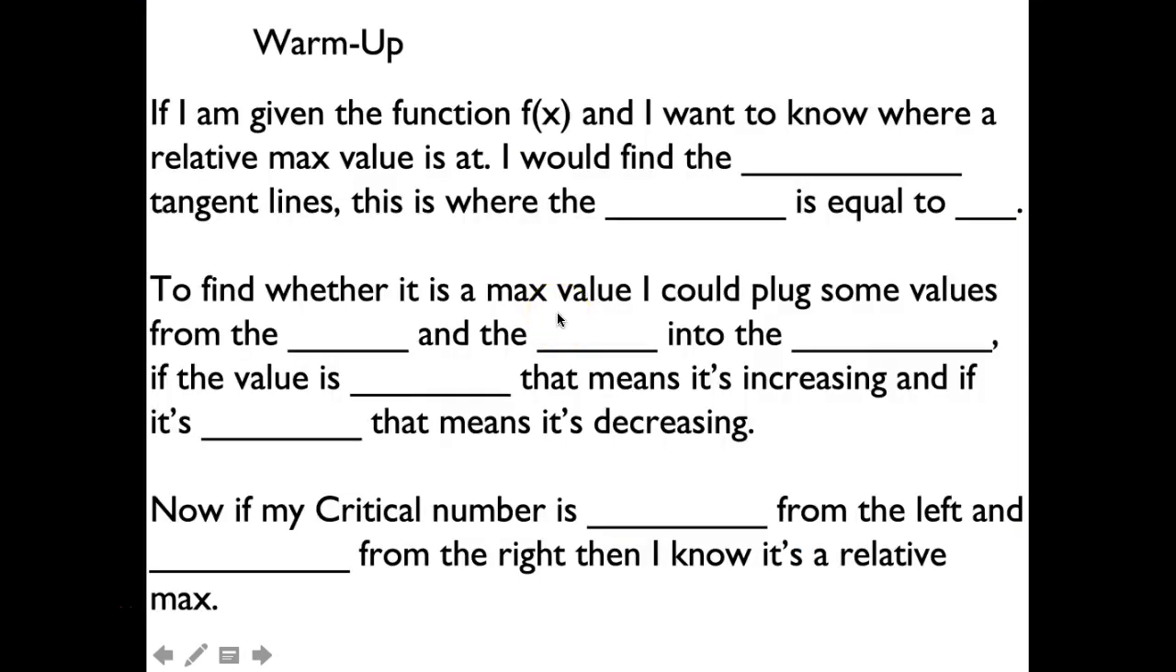Okay, so warm up. If I am given the function f of x, and I want to know where the relative max value is at, I would find the blank tangent lines. Okay, well, let's do that. Horizontal and vertical, right? I spelled that wrong. Vertical. Horizontal and vertical tangent lines. This is where the blank is equal to 0. The derivative of f is equal to 0. I think I broke that down for you guys.